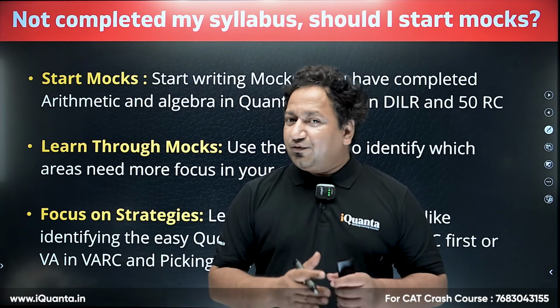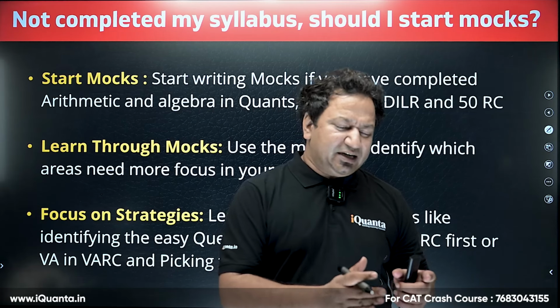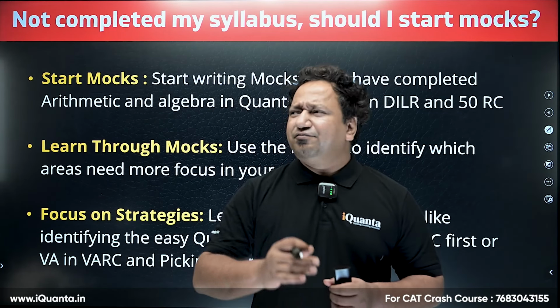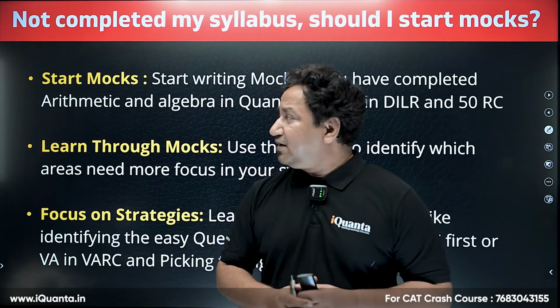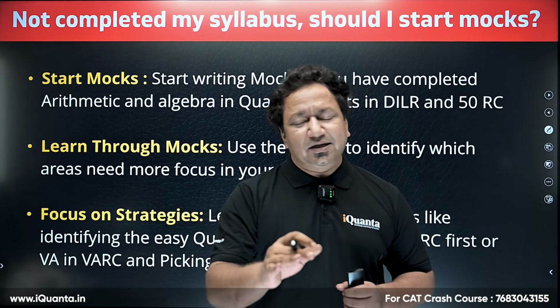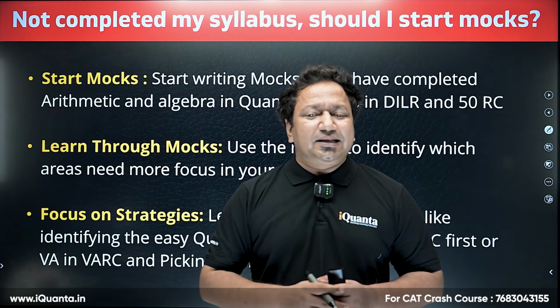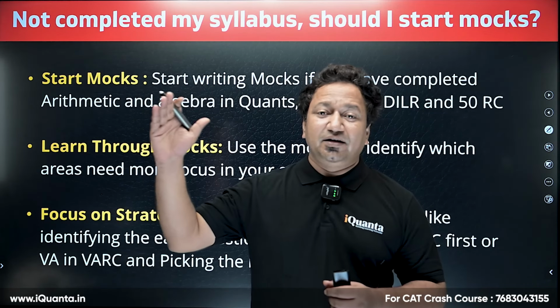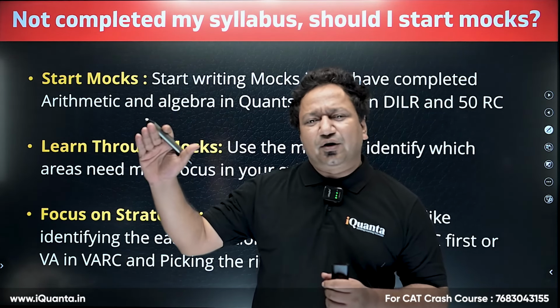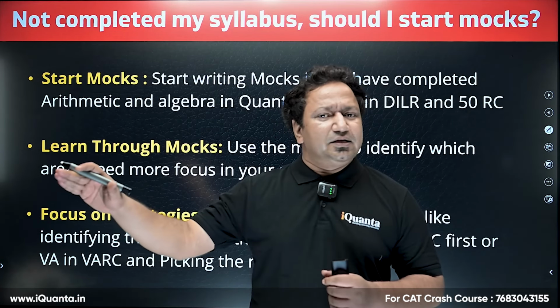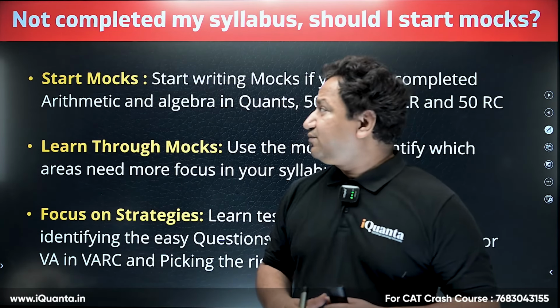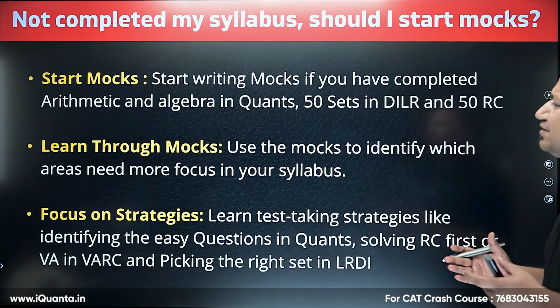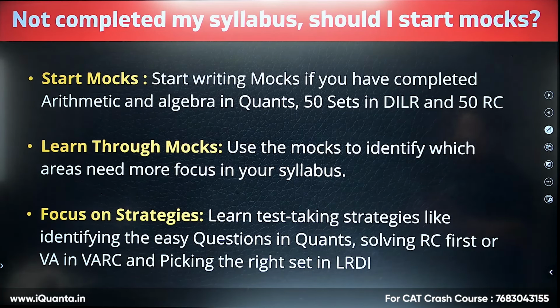So what I'm saying is, even if you have completed 70% of the syllabus, or let's say 50-60% of the syllabus, more than 50% of the syllabus, you should start attempting mocks. That is very important. Do not think that you will be finishing off with everything, because perfection is impossible. You cannot reach a stage where you'll say, okay, I have prepared everything for CAT. So in terms of 50%, 60%, what I mean to say is that you should start mocks if you have completed arithmetic and algebra. Okay, you can start it. And 50 sets in LRDI and 50 RC sets.